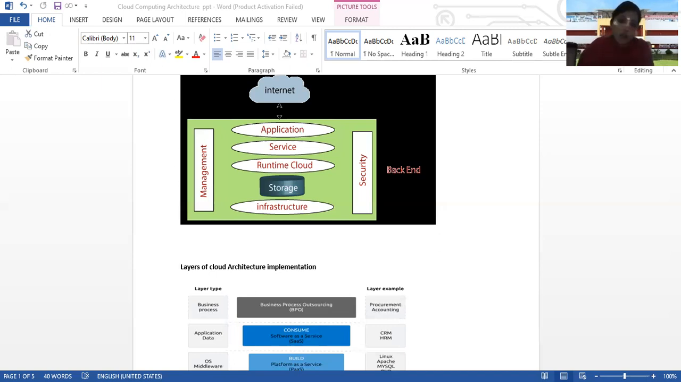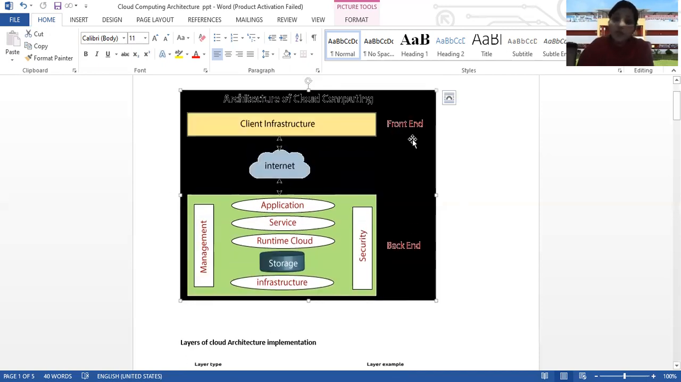So this is all about cloud computing. Here we have studied management, security, infrastructure, application service, runtime, storage, and client. You know very well that client infrastructure comes under the front end, and all the rest comes under the back end. But the most important is the internet. Without the internet, is it possible to run? No. The internet is the medium through which front end and back end can interact and communicate with each other.